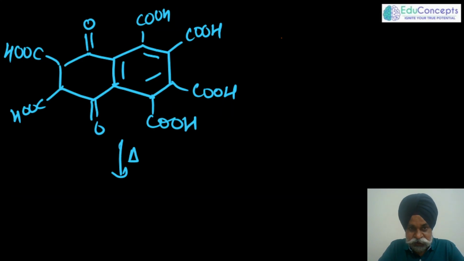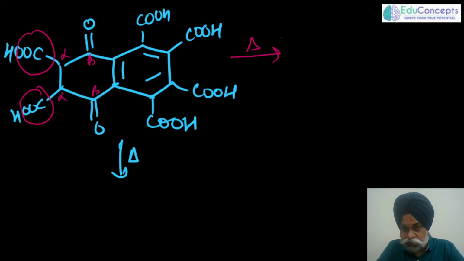Now coming on to our question. So here what you are able to see is this is alpha, this is beta, this is alpha, this is beta. If I would strongly heat it, this carbon dioxide would go out, this carbon dioxide also would go out. So two molecules of carbon dioxide surely will be lost in this particular case.